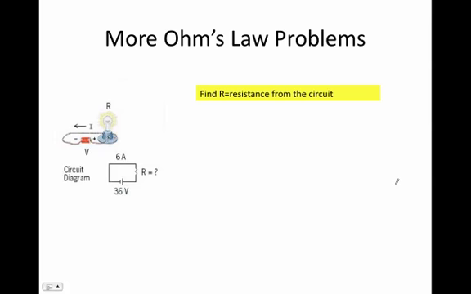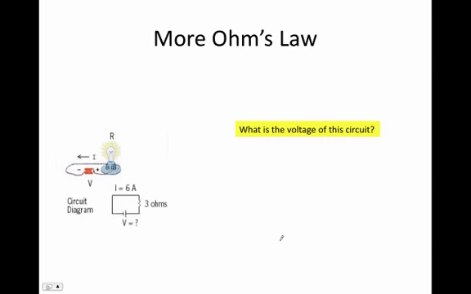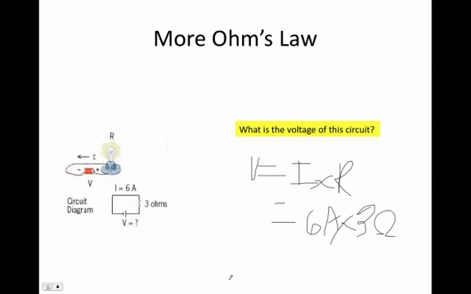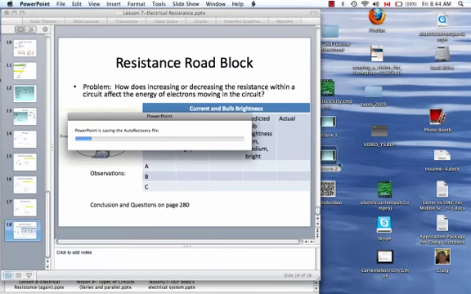Okay, let's try and find resistance now. Ohm's law now would be R is V over I. V is 36, I is 6, so 6 ohms. How about V? We haven't tried to solve for V. V equals I, the current, times R. So let's substitute in 6 amps for I, and the R is 3 ohms. And so 6 times 3, 18 volts. There you go. And that's my quick lesson on how we use Ohm's law.